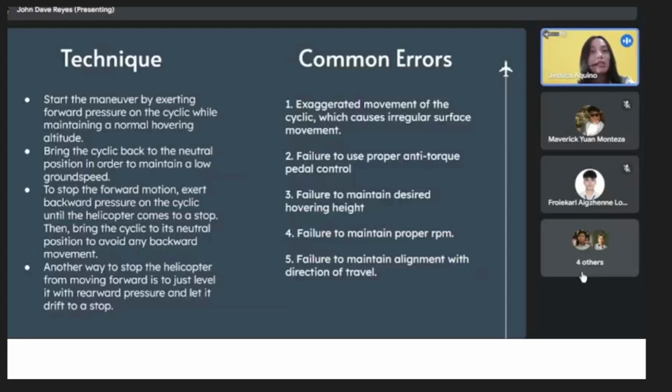On the right side of this slide are the common errors for hovering forward flight. The first one is exaggerated movement of the cyclic, which causes irregular surface movement. The second one is failure to use proper anti-torque pedal control, which can result in excessive heading change. The third common error is failure to maintain desired hovering height. The fourth one is failure to maintain proper RPM. And the last one is failure to maintain alignment with direction of travel.